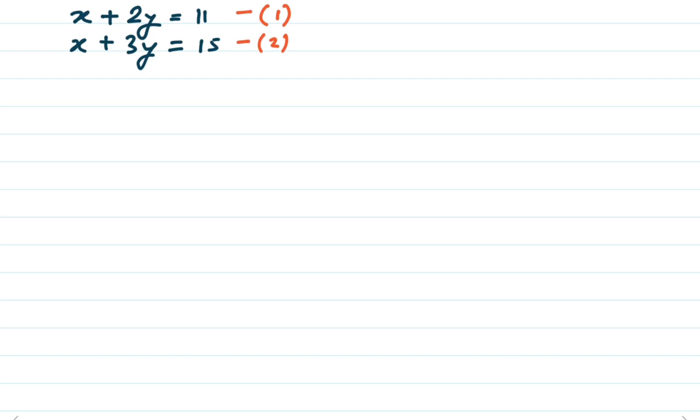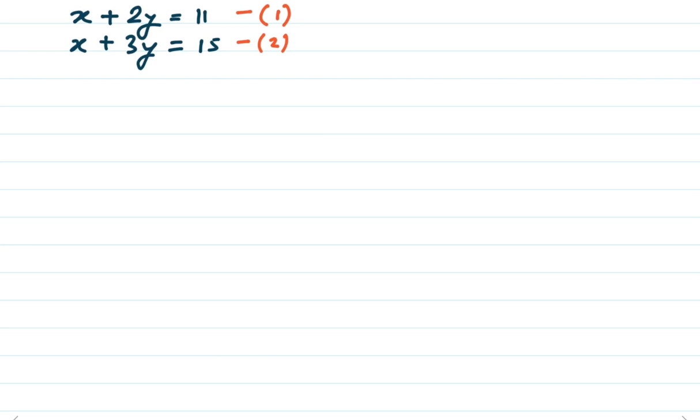Let's check the next question, which is x plus 2y is equal to 11. And the second equation is x plus 3y is equal to 15. So this is my first equation and this is my second equation. Observe carefully that it's easy in this question to eliminate x.